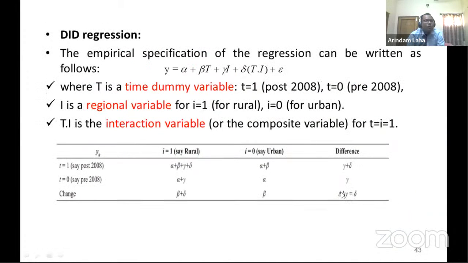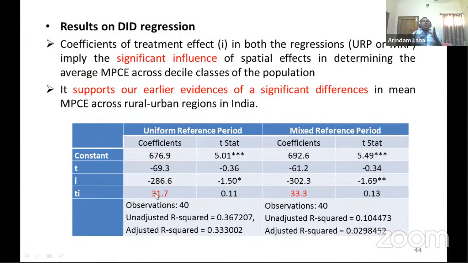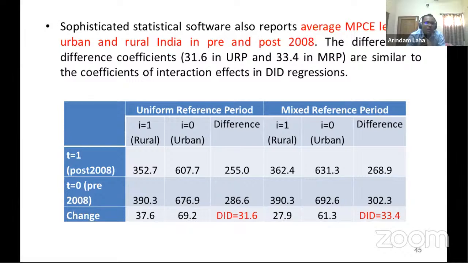Okay, so if you calculate the difference estimation in a table, the difference is nothing but delta, and the same value you can find in your regression analysis, because this is also your delta. So the same type of results you can find. This is the regression result, this is the average value at the NPC level. Okay, but here we have a problem.